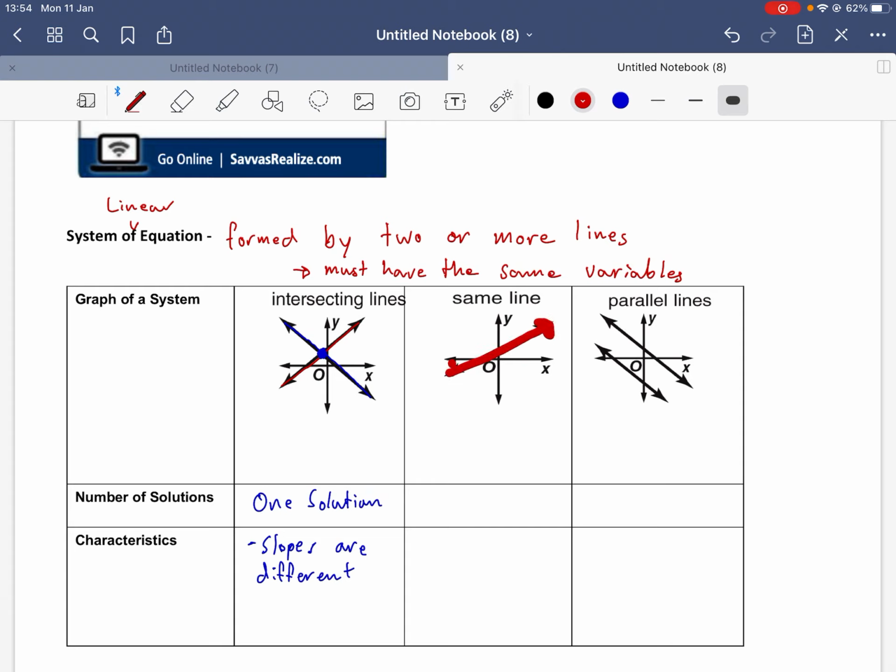This next one is we have a line here, and it is actually the same line on top of itself. Two equations that form the exact same line. So the number of solutions that we have is infinitely many.